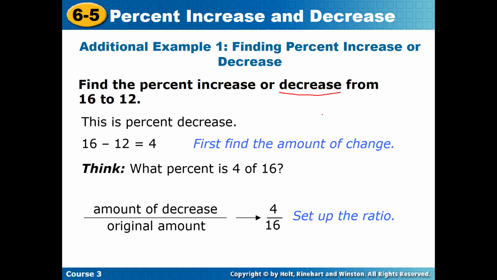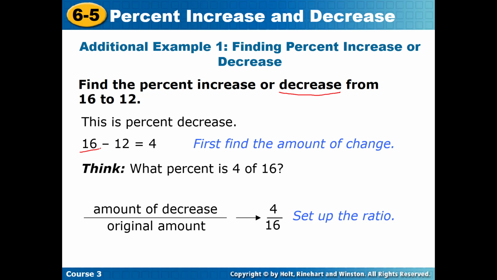So the first thing that we have to find here is what we call the percent of decrease, or the amount of change, excuse me. And the way you do that is you just take the bigger number and subtract the smaller number from it. That's all I want you to do. So you'll notice here in this first part of here, what they did was they did 16 take away 12, because we're looking for the change of 16 to 12.